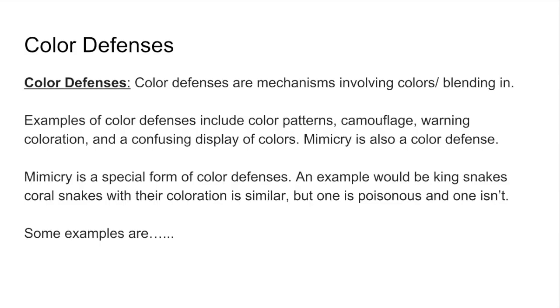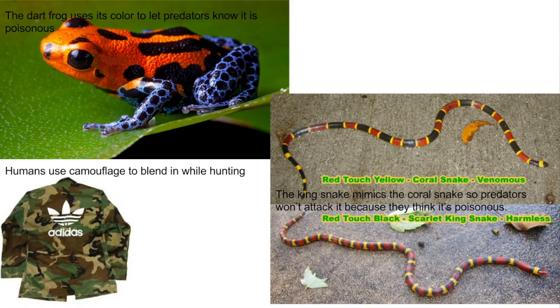Color defenses. Color defenses are mechanisms involving colors and or blending in. Examples of color defenses include color patterns, camouflage, warning coloration, and a confusing display of colors. Mimicry is also a color defense, though. An example of mimicry would be king snakes and coral snakes, where their coloration is similar, but one is poisonous and one isn't. Some specific examples of color defenses are poison dart frogs, who have a bright coloration so that everyone knows that they are poisonous. Humans wear camouflage jackets to hide from animals when they're hunting. Color defenses on plants are rare and hard to find, so we did not find any examples for this.